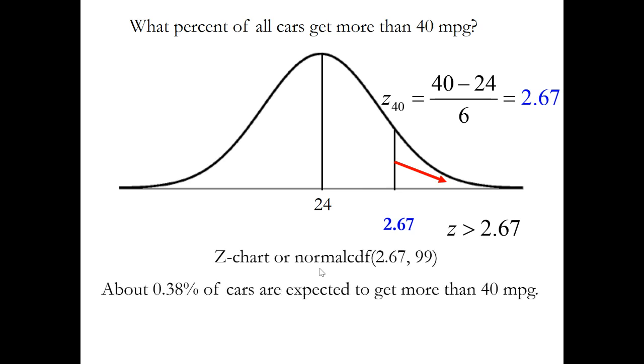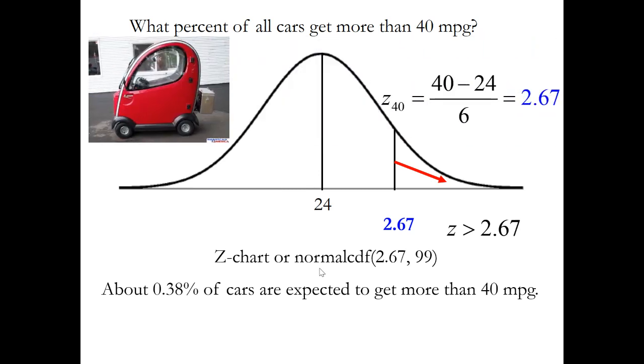That's not very many cars. It's pretty rare that a car gets more than 40 miles per gallon. Maybe some of these. You're not carrying much in there. Maybe a small toolbox on the back, a sack lunch. That's about it.